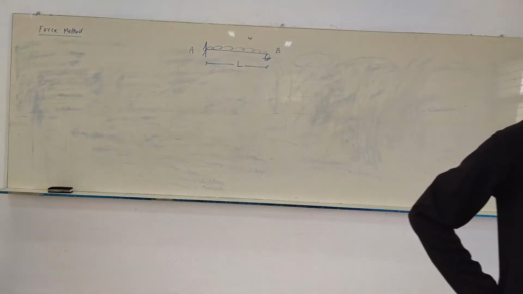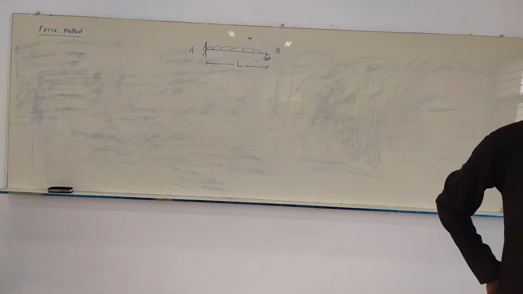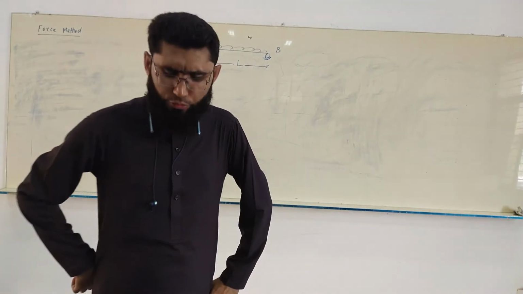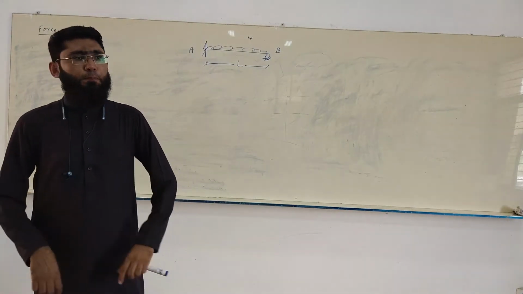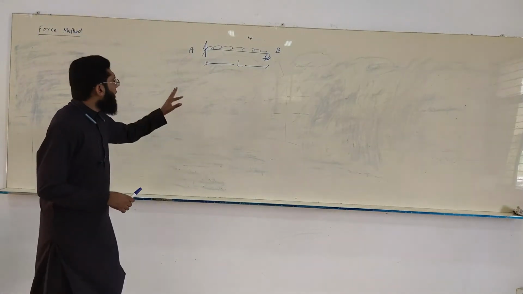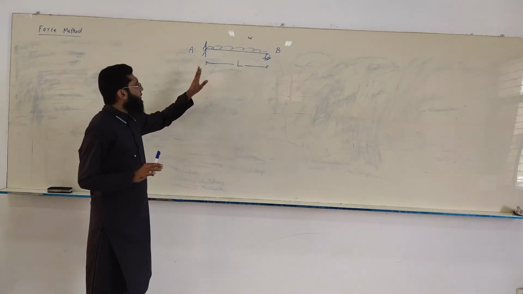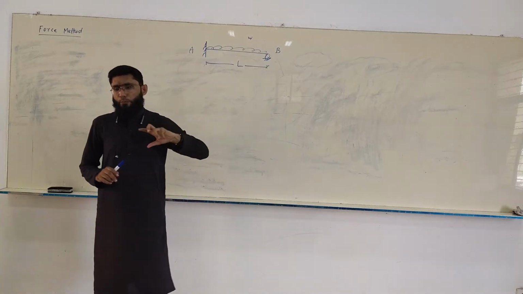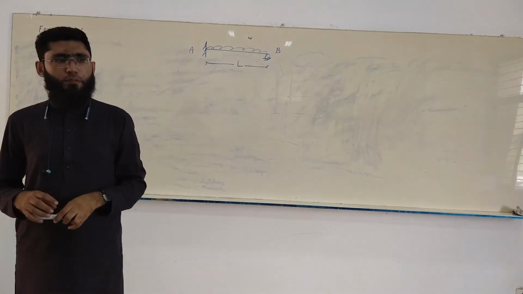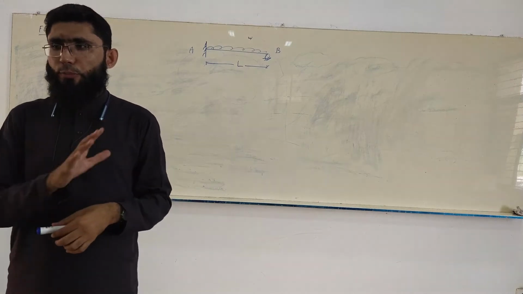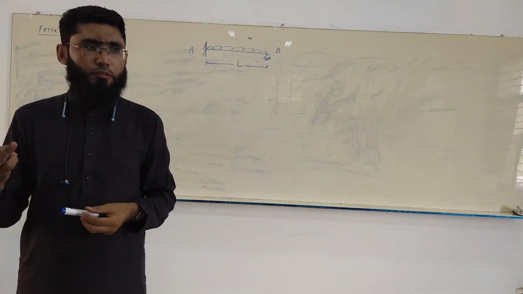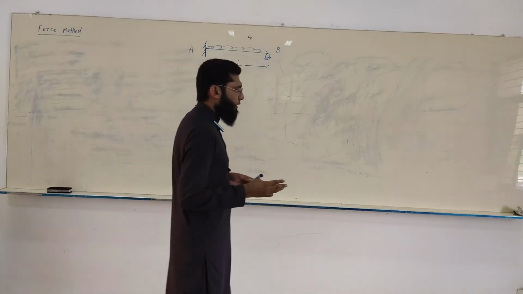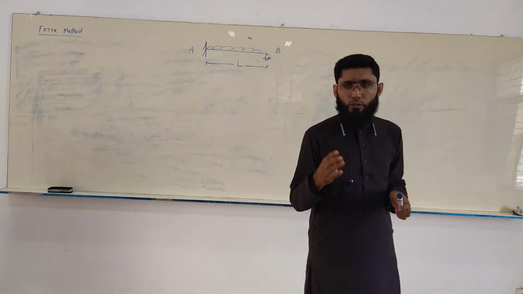How do you get to know it is indeterminate? How many unknown reaction forces do you see in this beam? In total, there are 4: 3 over here and 1 over here. How many equilibrium equations do you have for this 2D beam? 3: summation Fx, summation Fy, and summation M. So we have 3 equilibrium equations and a total of 4 unknown reactions to solve for.